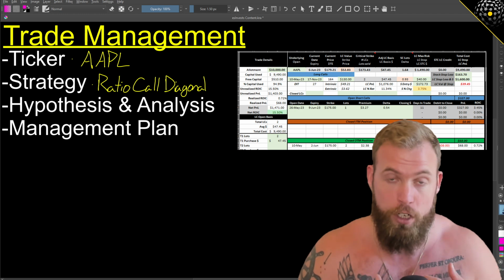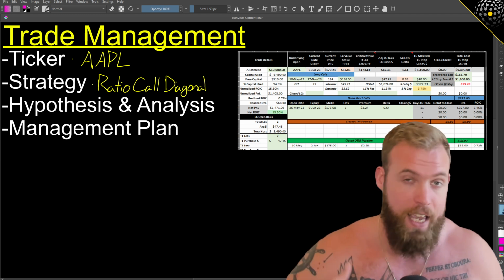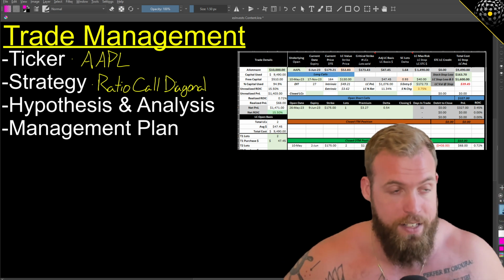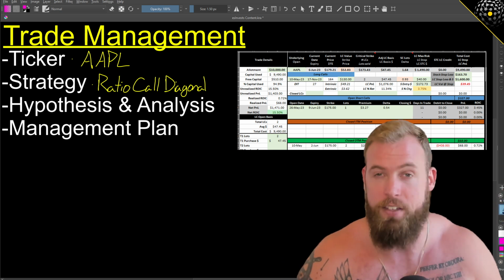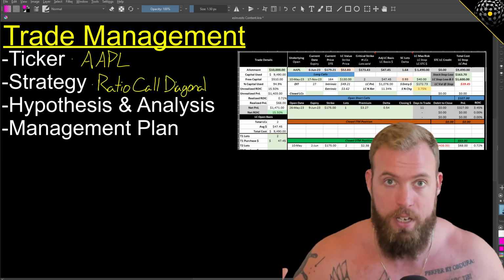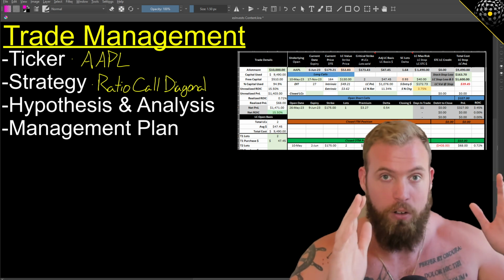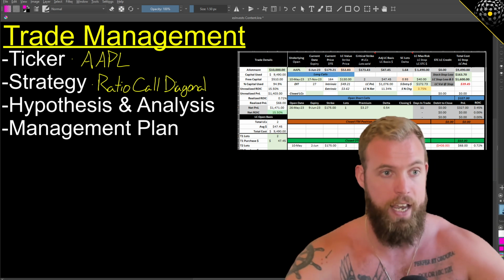Essentially, we're going to use a long call that's deep in the money, that's further out in time, and then sell nearer term short calls against it. It's similar to a covered call, not the same. I hate the terminology poor man's covered call because that's not what this is. The strategy is a diagonal, and it's specifically a ratio call diagonal.